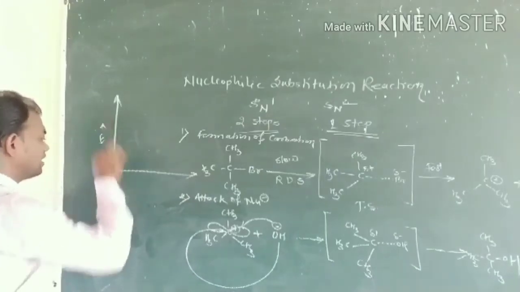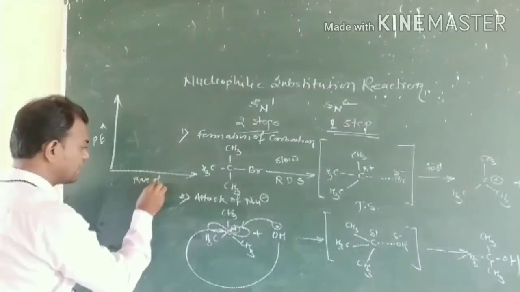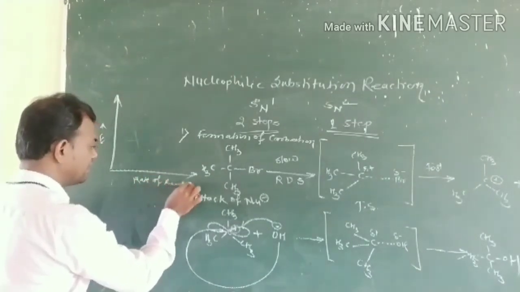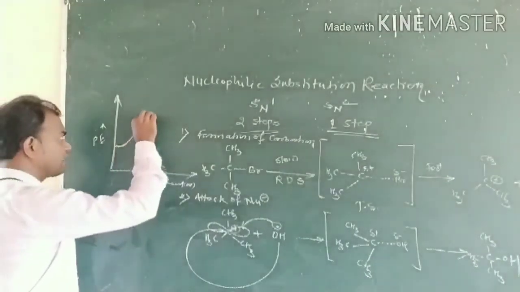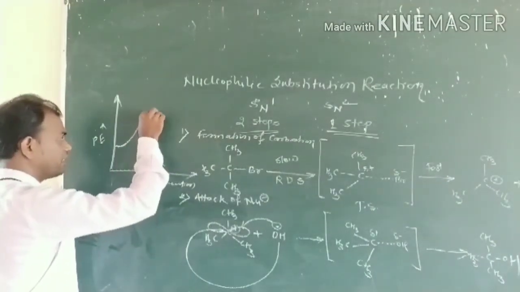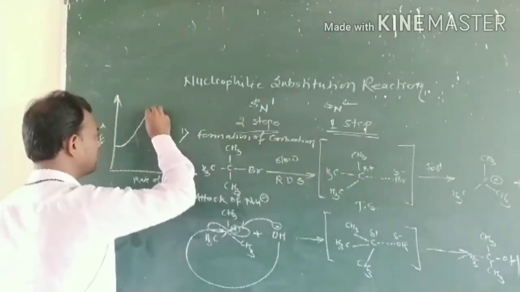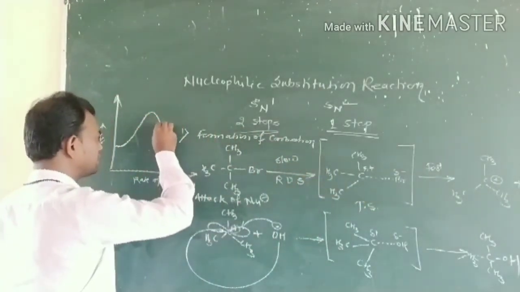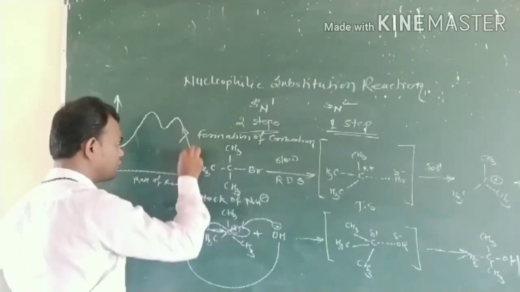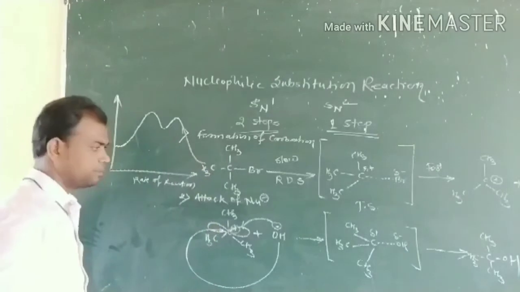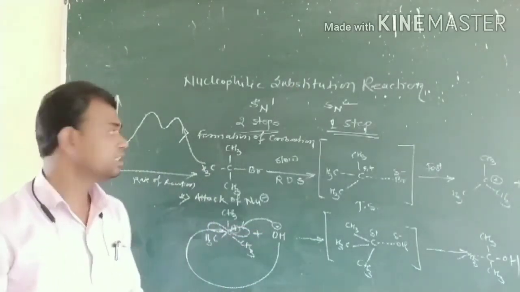Energy, potential energy versus rate of reaction. Here the reaction starts at that point. Here the first transition state where the carbon and Br bonds start to break. Okay, finally it breaks and it instantly reacts, forming the more stable product, because it is tertiary alcohol. Tertiary alcohol is also a stable product.